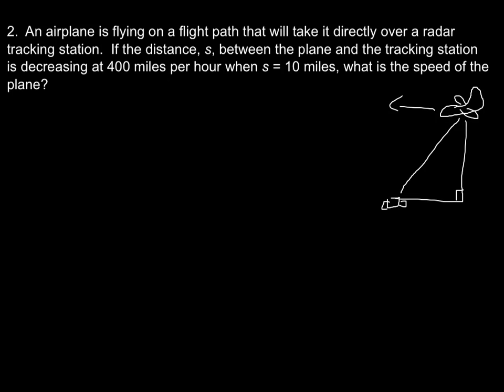Okay, so the distance between the plane and the tracking station is this diagonal, and it is decreasing at 400 miles per hour. I'm just going to call this distance S, as it says in the problem, so then the rate would be ds/dt, and it is decreasing at 400 miles per hour. It is decreasing, so that would be negative 400 miles per hour. All right, so we want to know what is the speed of the plane.